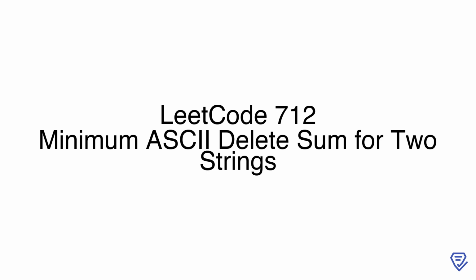Welcome to this walkthrough of LeetCode problem number 712, Minimum ASCII Delete Sum for Two Strings. In this problem, we'll explore how to minimize the ASCII delete sum required to make two strings equal. Let's dive into the problem and break it down step by step.